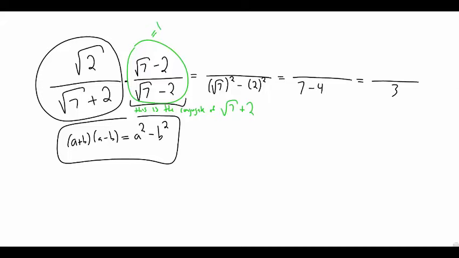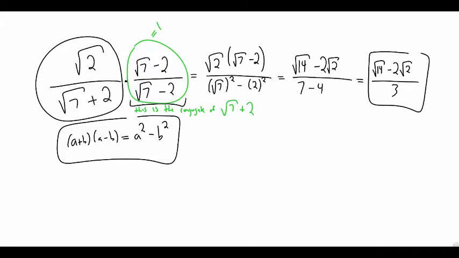Multiplying by 1 in this special shape. Let's see what the new numerator is. We would have the square root of 14 minus 2 root 2. And this would be our final answer. Now you see that there are radicals in the numerator. That's okay. What they want is no radical in the denominator. So this is good.